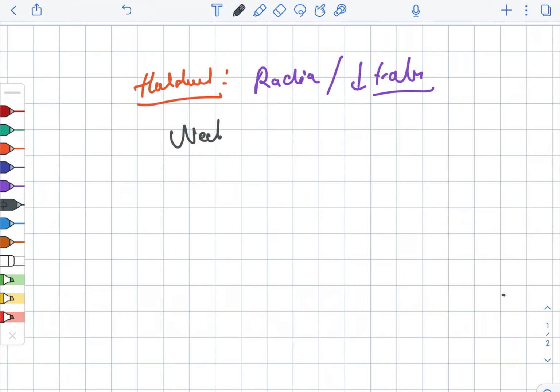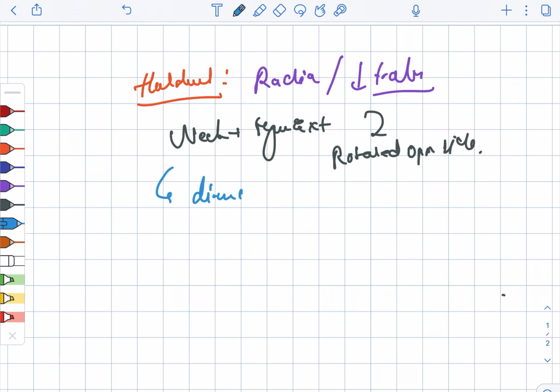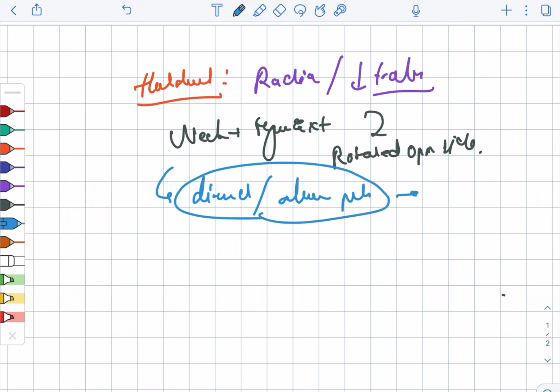The neck is basically hyperextended, and it is rotated to the opposite side, and a diminished or absent pulse indicates a positive test. So this is a diminished as well as absent pulse. This indicates a positive test.